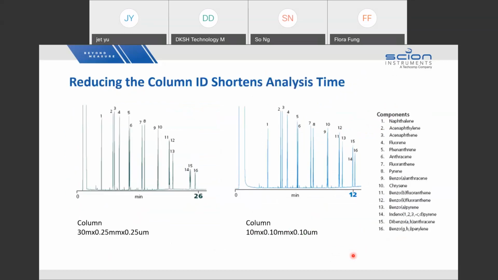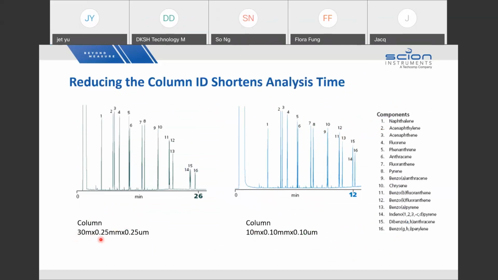Okay, so this is one example of how reducing the column ID allows us to achieve fast analysis. The first one, conventional methodology: usually we use 30 m, 0.25 mm ID and 0.25 film thickness. This is a very common one. For these compounds, you're able to separate all of them within 26 minutes.